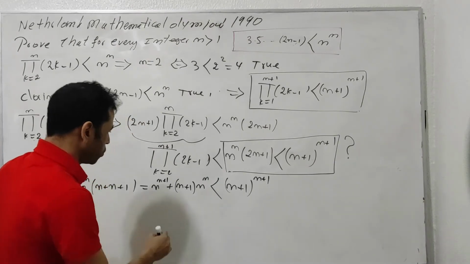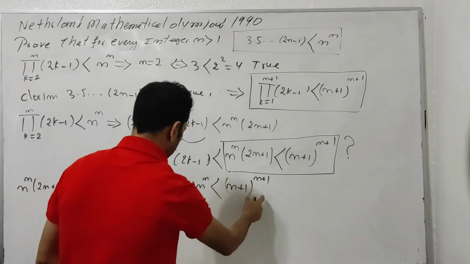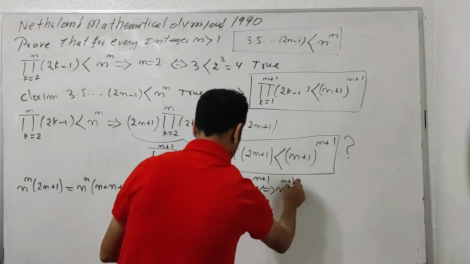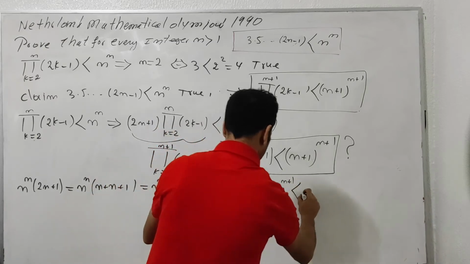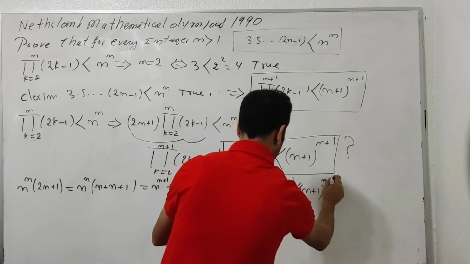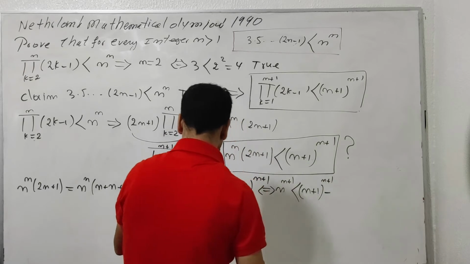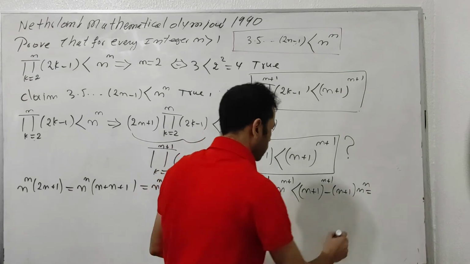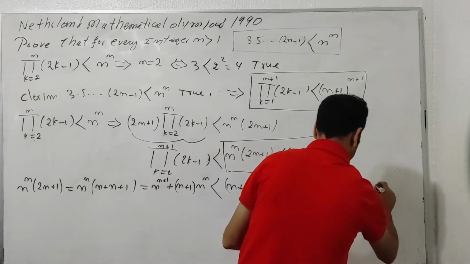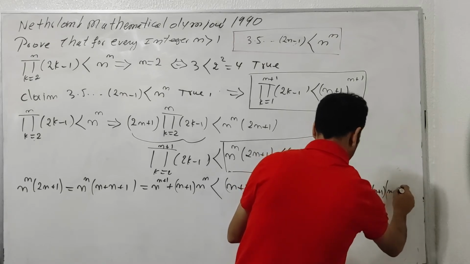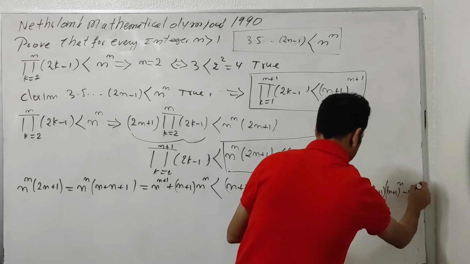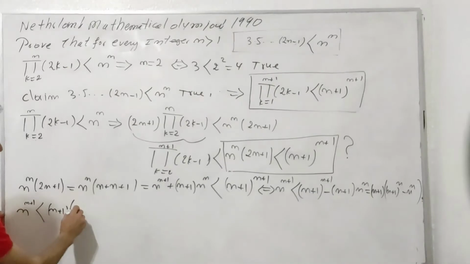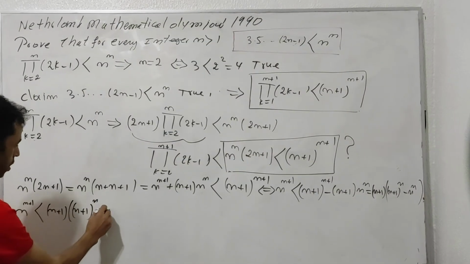So what I'm going to do now is bring this term to the other side. So we'll have this equivalent: n to the n plus 1 is strictly less than n plus 1 to the n plus 1 minus n plus 1 multiplied by n to the n. I'm going to put n plus 1 as a common factor, which gives us n plus 1 multiplied by n plus 1 to the n minus n to the n. So that means n to the n plus 1 is strictly less than n plus 1 multiplied by n plus 1 to the n minus n to the n.